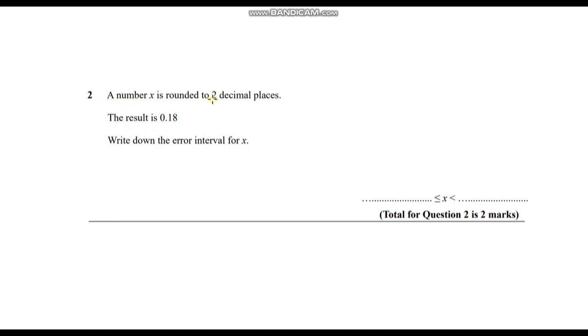Question number 2. A number is rounded to 2 decimal places and the result is 0.18. Write down the error interval for x. So we've got the template for our error interval. So we just need to work out what the lower bound is. So this number will be the lower bound and this number will be the upper bound.